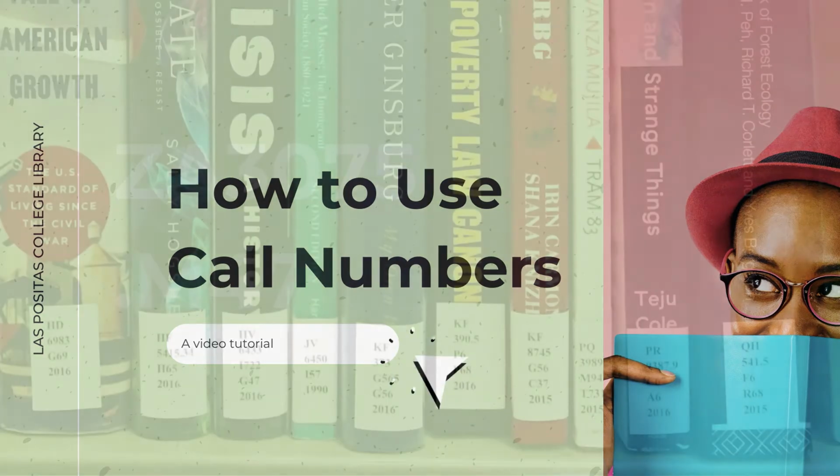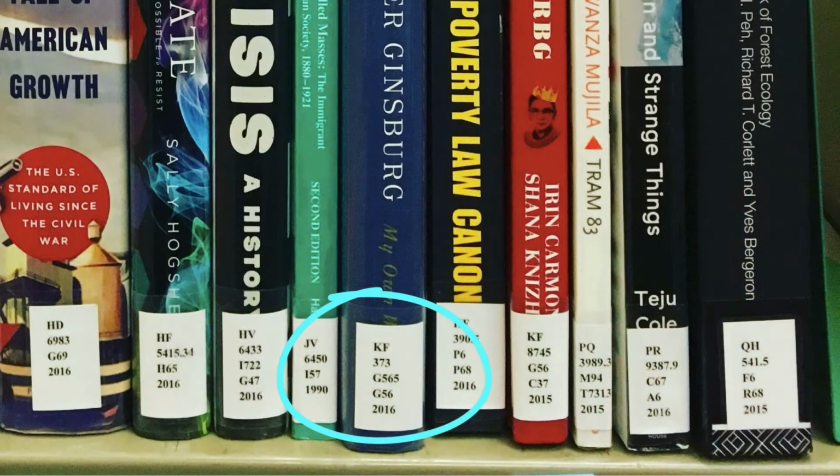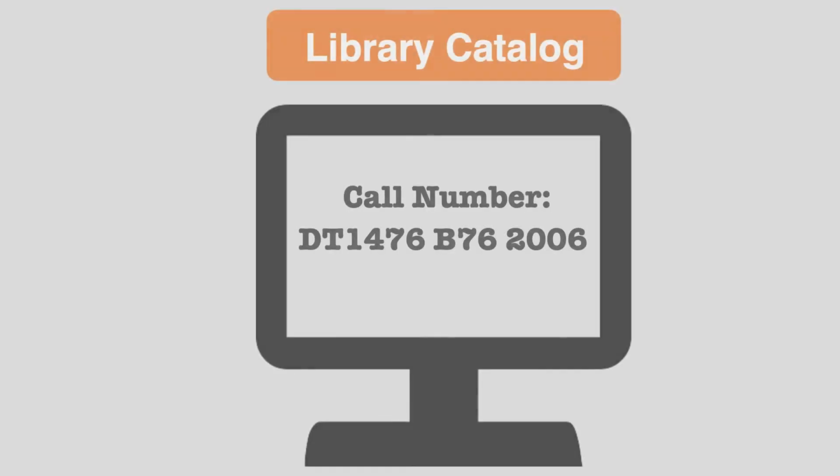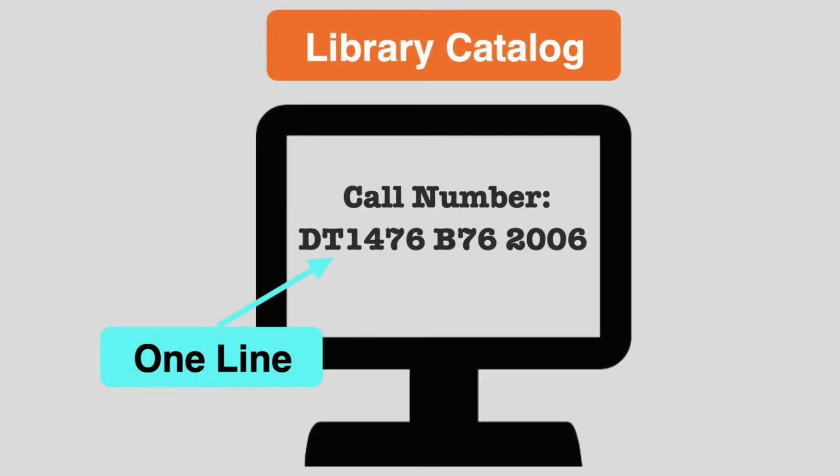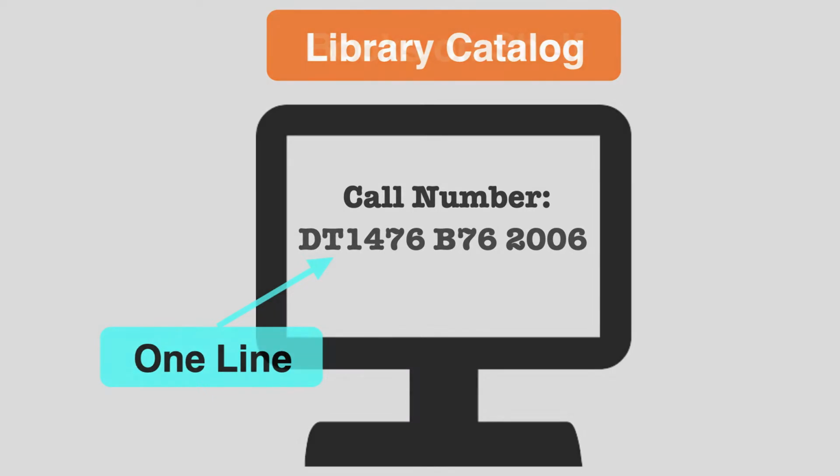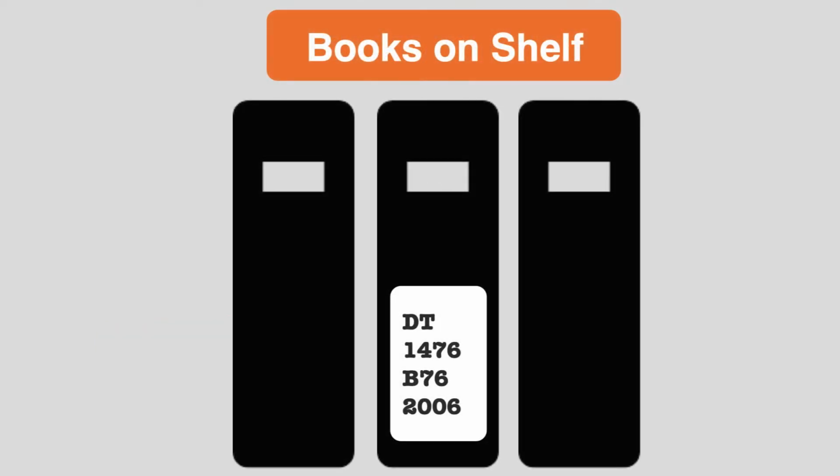How to use call numbers. Each book has its own call number. Items in our library are organized on the shelves by these call numbers. The call numbers in the catalog are listed all on one line, but when you go to find the books, you will see that the same call numbers are listed line by line.